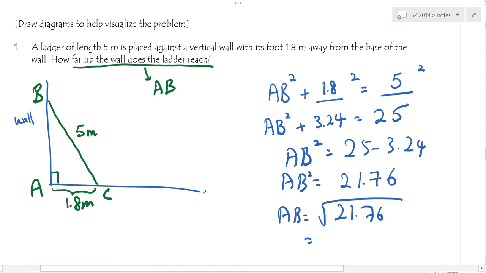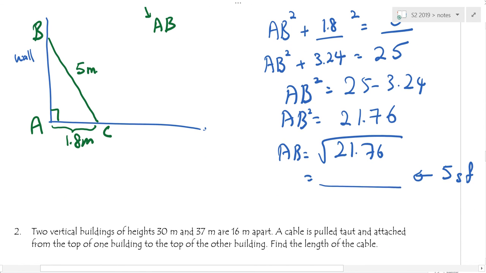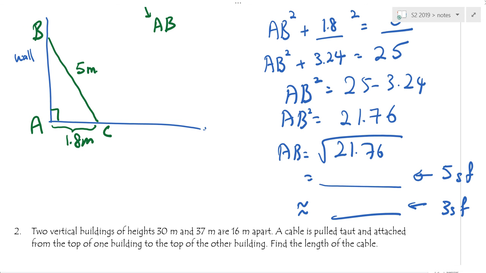Remember, this one must be what? 5SF before I round off my final answer to 3SF. Can I have both answers? Press the calculator, 21.76 square root. What do you get? 4.7. This is 2SF. I need 3 more. The 3SF is 4.66. How about the 5SF? 4.6647. Very good.